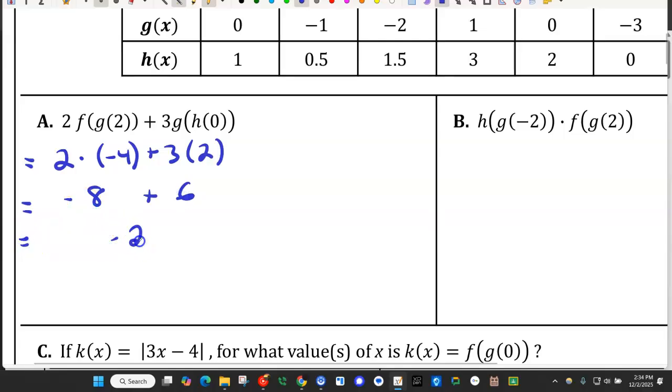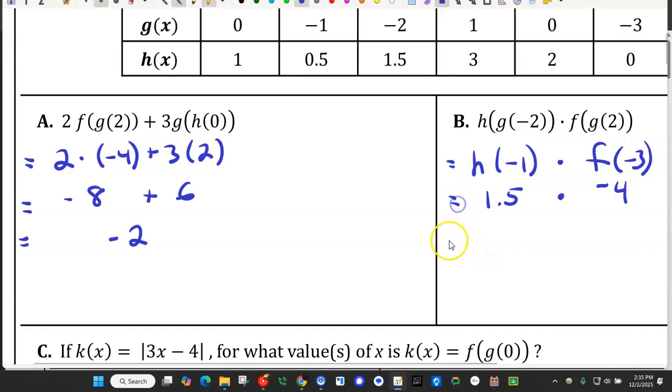We should get negative 2 for the first. And over here, a g of negative 2, right? You end up getting 1.5. Oh, negative 1. Yeah, h is negative 1 times f of negative 3. H of negative 1 is the 1.5 times 4, or negative 4, which gives you the negative 6.